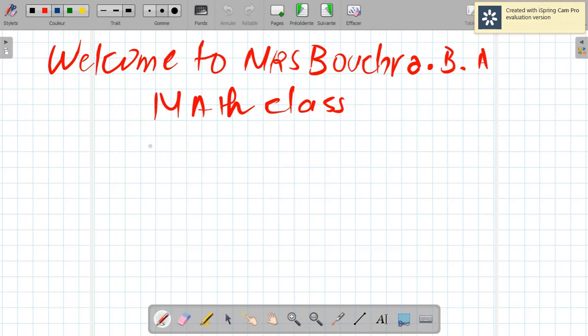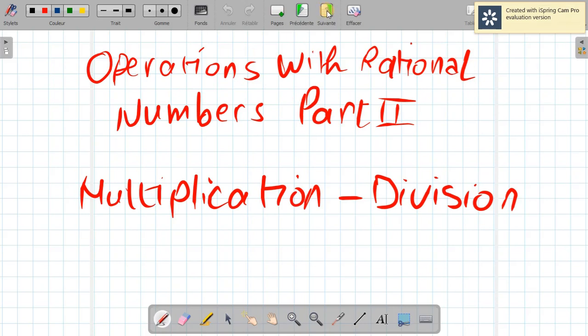Bushra's class. Today we'll be talking about operating with rational numbers, Part 2. Last time we talked about how to subtract and add rational numbers. Today we will be talking about the rest of the operations, multiplication and division.